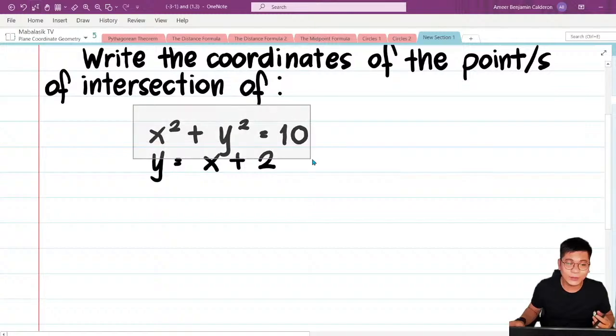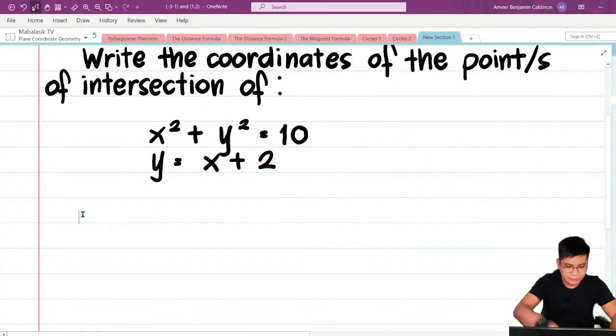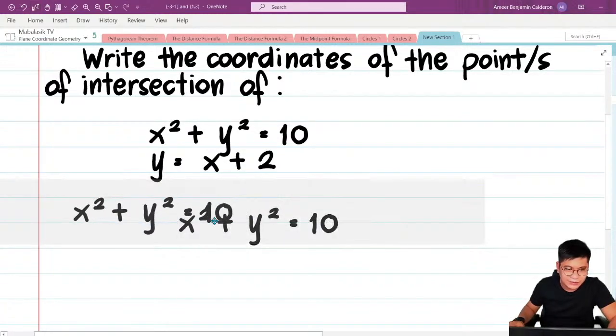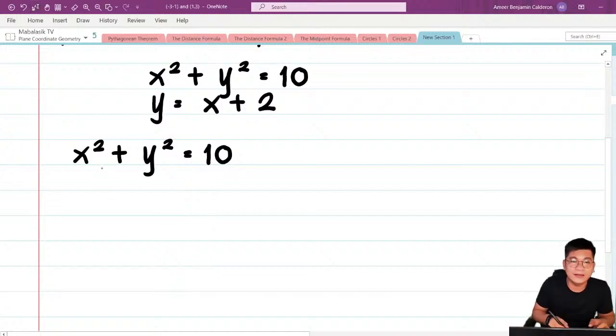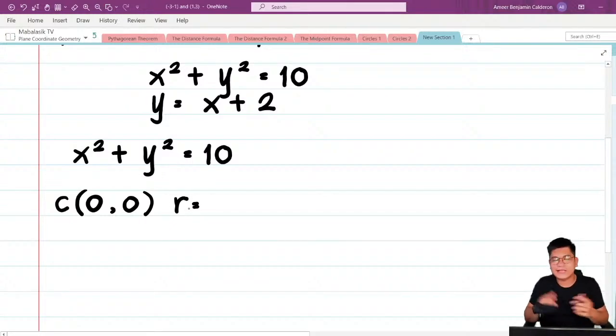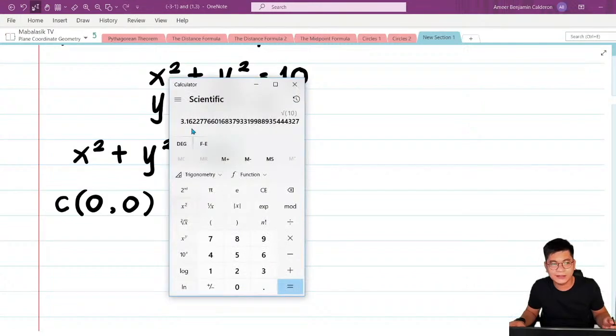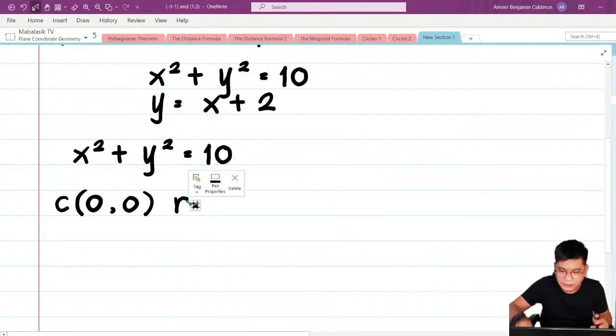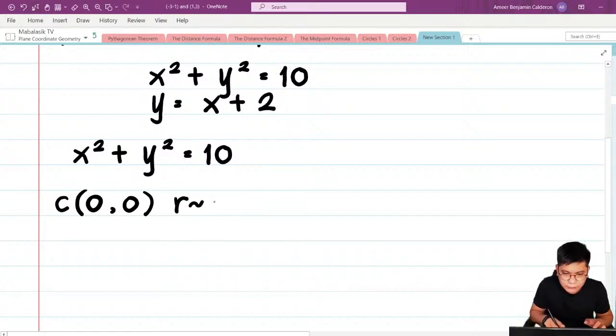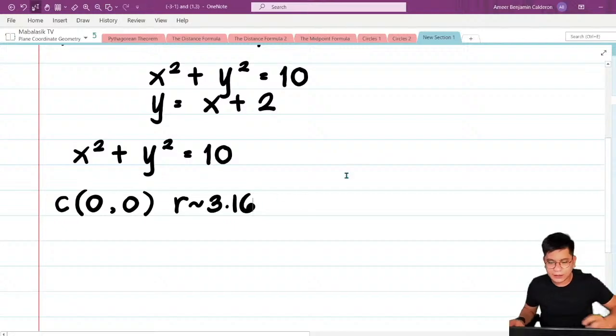Of course, let us first go to the equation of our circle. Here is our circle. What we want to do is to identify the center and the radius. This is in standard form when the center is at the point of origin. So we have no problem with the center. The center is at 0, 0. The radius is 10. That's actually the square root of 10. That is why I clicked it earlier. So that is roughly 3.16. We'll just use 3.16 as a guide in our manual graphing.